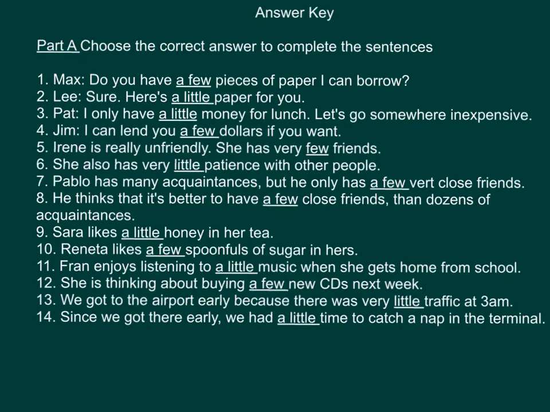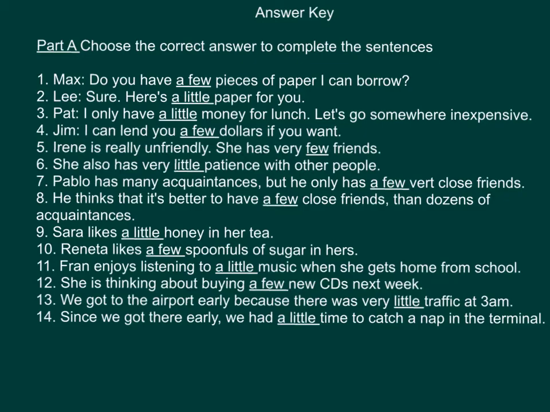Answer key, Part A. Choose the correct answer to complete the sentences. Number 1. Max: Do you have a few pieces of paper I can borrow? Number 2. Lee: Sure, here's a little paper for you. Number 3. Pat: I only have a little money for lunch. Let's go somewhere inexpensive. Number 4. Jim: I can lend you a few dollars if you want.